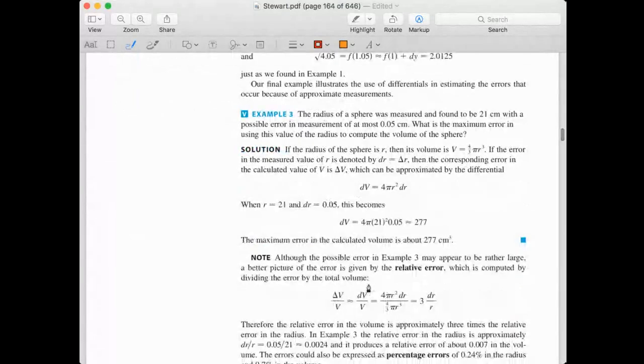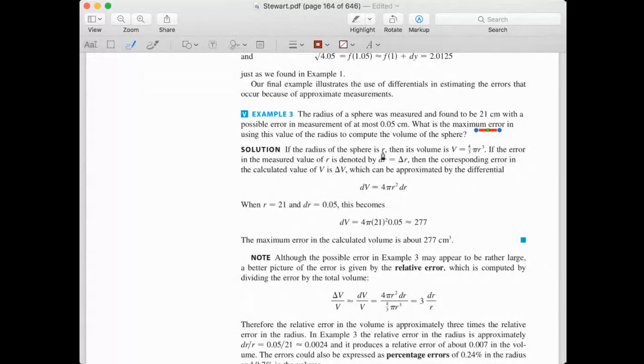Okay, let's see example 3. The radius of a sphere was measured and found to be 21 cm with a possible error in measurement of at most 0.05 centimeters. What is the maximum error in using this value of radius to compute the volume of the sphere? So we want to use the idea of approximation. It's allowed within a certain error range.